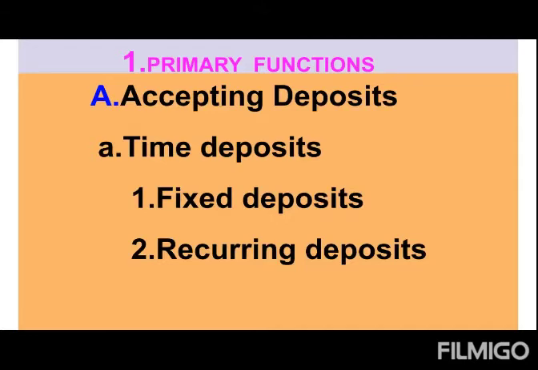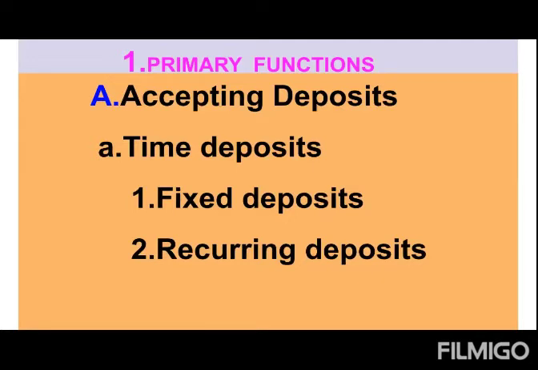Why it is called as time deposits? Because whenever public or account holder is depositing money in fixed deposit or recurring deposit, they will get back their money only after the specific period of time. Before the time they cannot go and withdraw the money. If they are withdrawing, they are not eligible to get what? The agreed rate of interest. So the time deposit is divided into fixed deposit and recurring deposit.